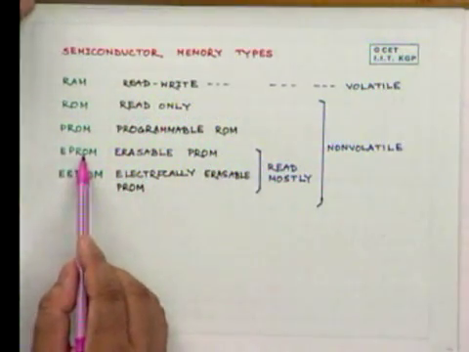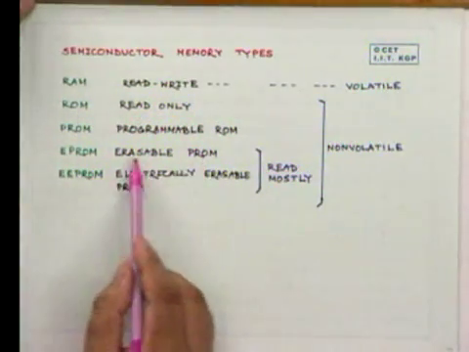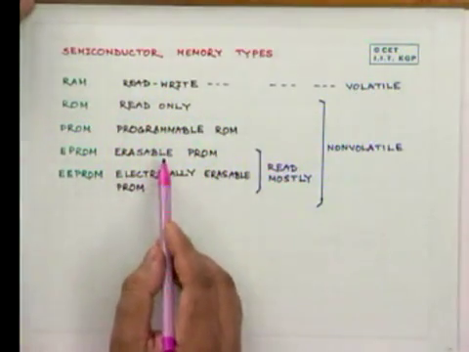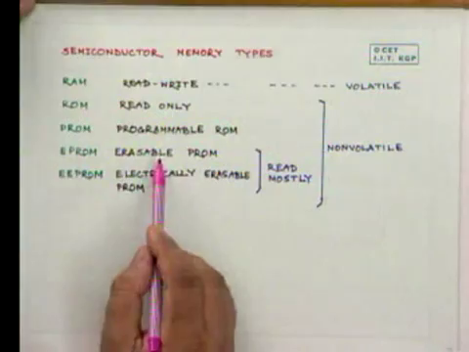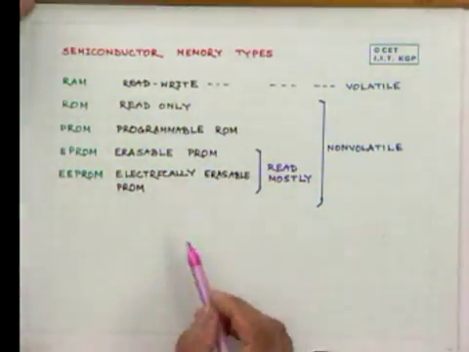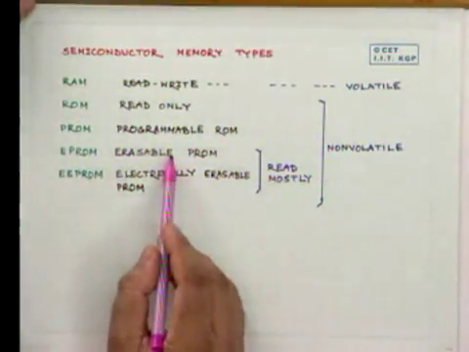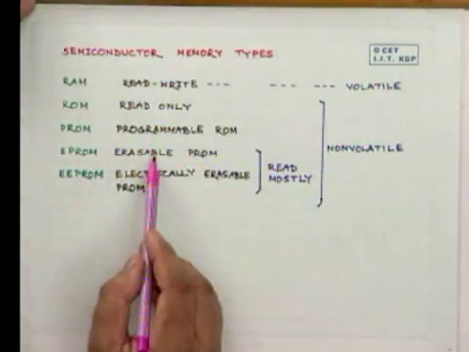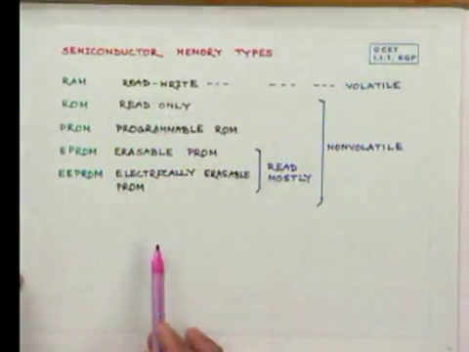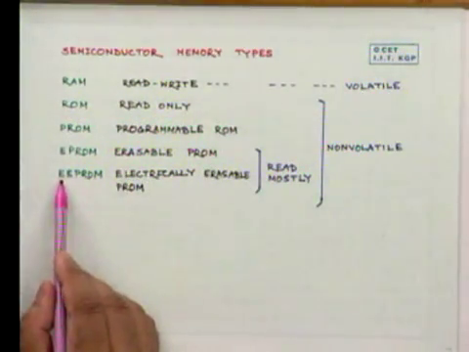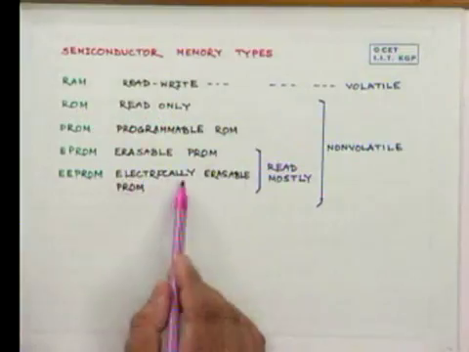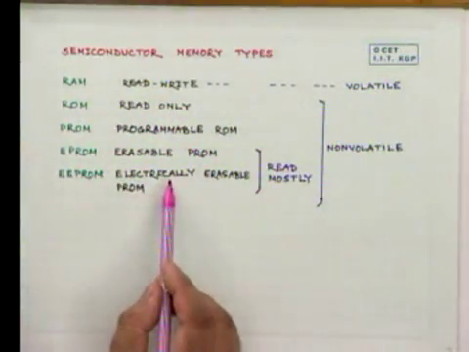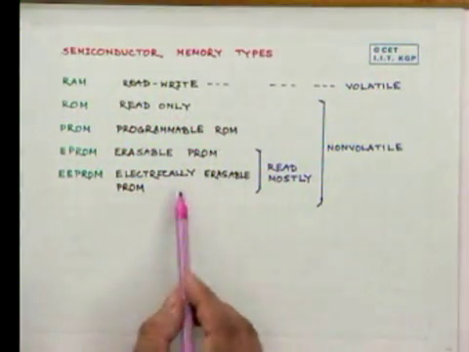There can be EPROM, that means erasable PROM. This erasing is done by means of ultraviolet ray. There is a window above this chip. If you put ultraviolet ray on this window, whatever is written goes off, then you can electrically rewrite what you want and use it. And here it is EEPROM, electrically erasable PROM. Here we are using ultraviolet ray; there, whatever is written can be erased electrically.